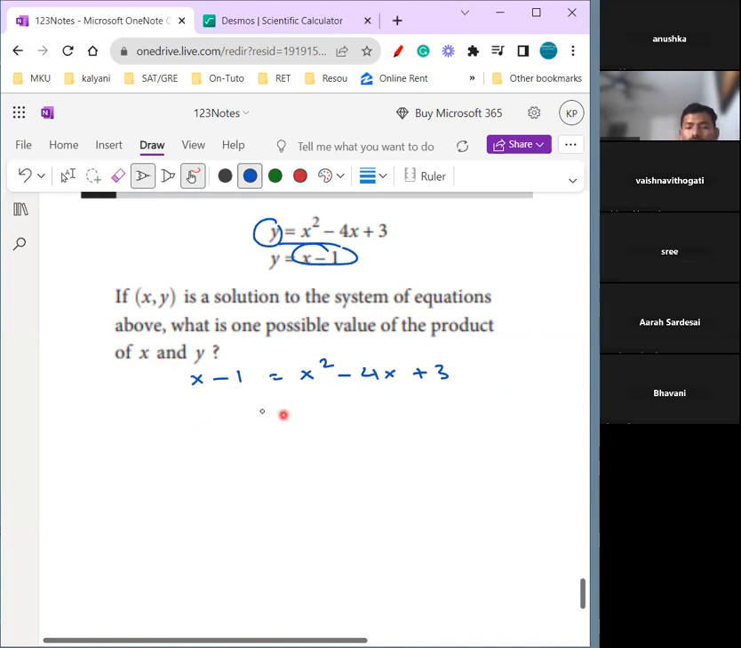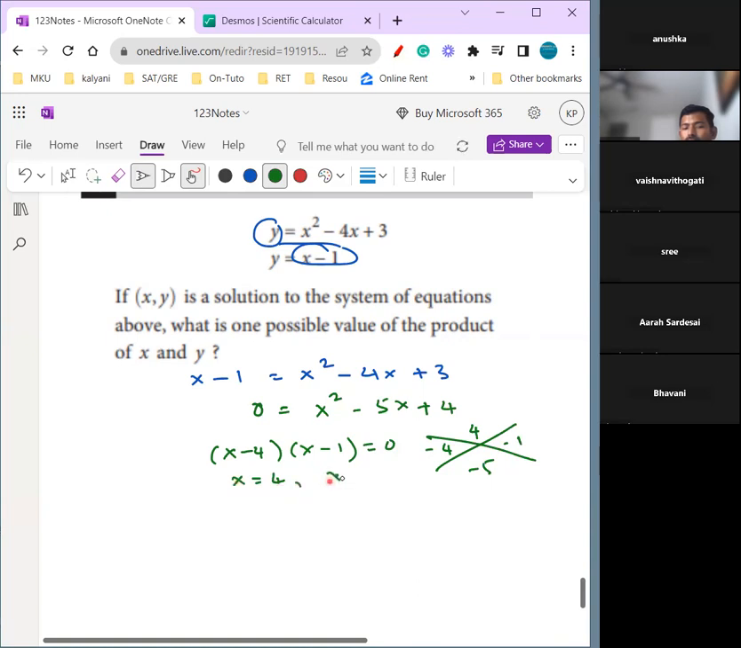Now once I put that there, it looks like a quadratic equation. Let's make it a quadratic equation: 0 equals x squared. I bring that one, negative 5x. Bring that one, it's going to be a positive 4 equals 0. And you guys know the factoring already. Multiply to 4 or add to negative 5, so that should be negative 4 times negative 1. So this is going to be x minus 4, x minus 1 equals 0. x is 4, x is 1.